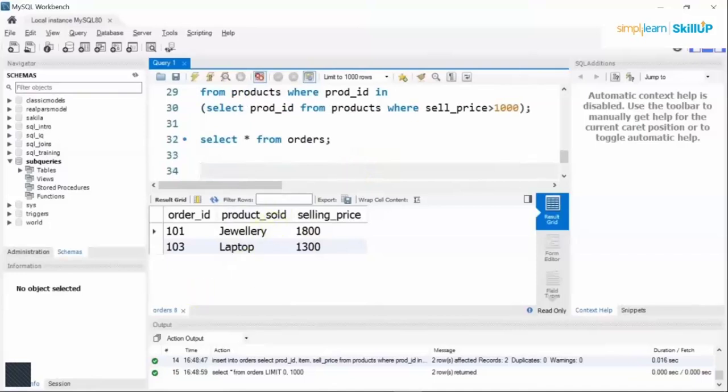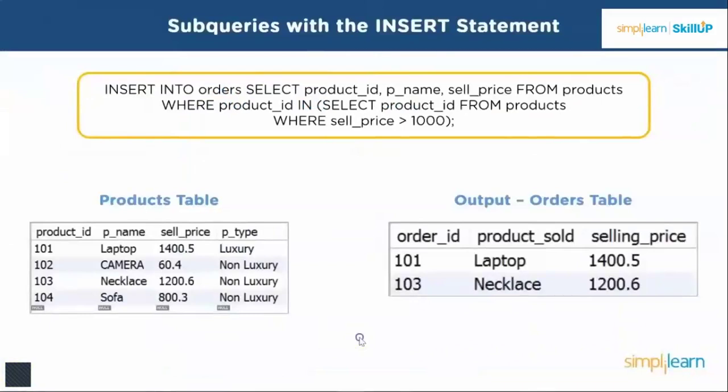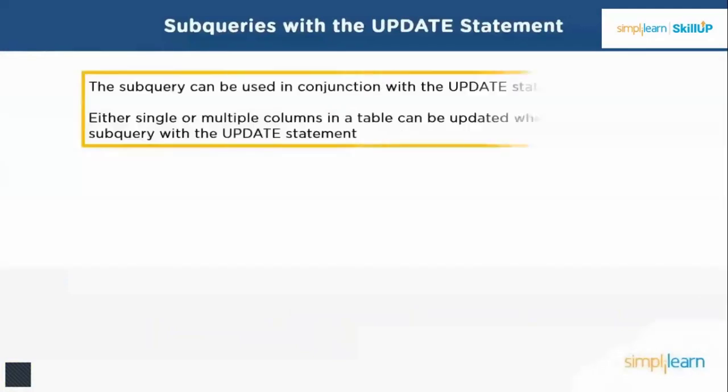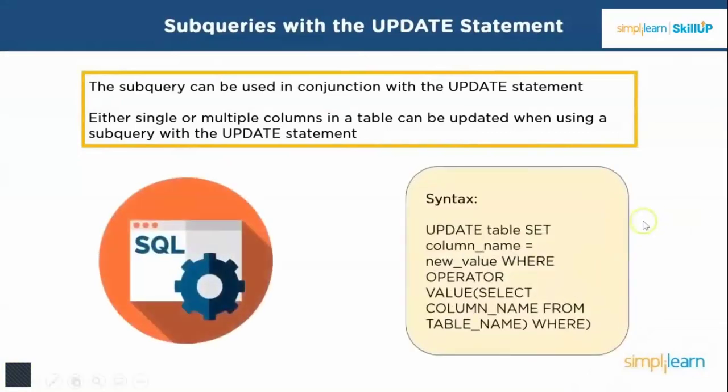Alright, now going back to our slides again. Alright, now let's see how you can use subqueries with the update statement. Now the subqueries can be used in conjunction with the update statement. So either single or multiple columns in a table can be updated when using a subquery with the update statement. So this is how the basic syntax of an update subquery looks like. So you write update table followed by the table name, you set the column name, you give the where operator, and then you write your inner subquery.